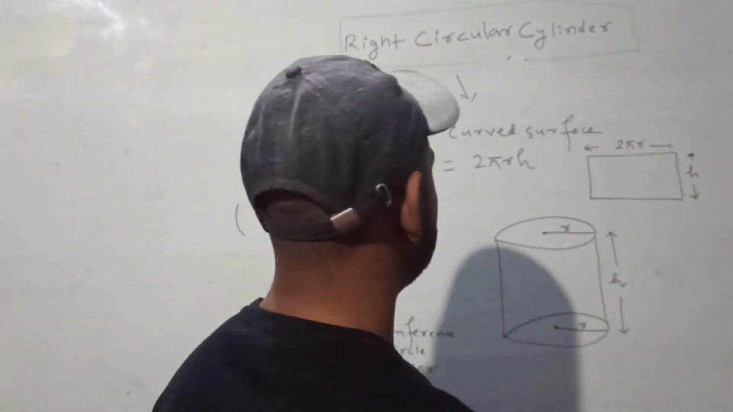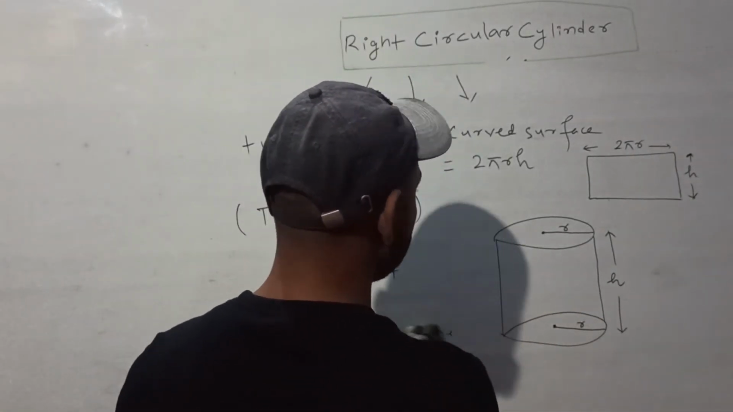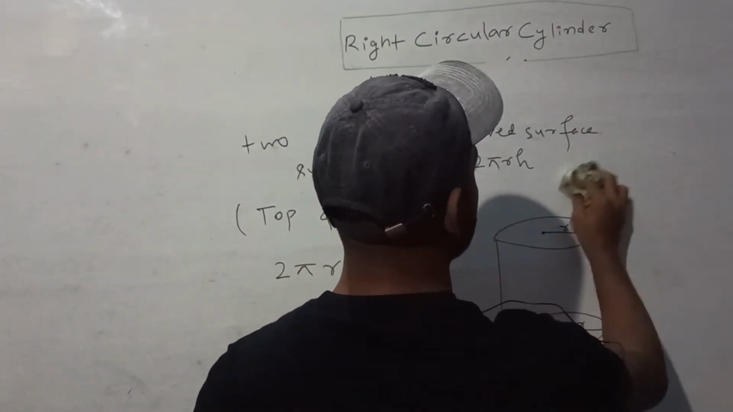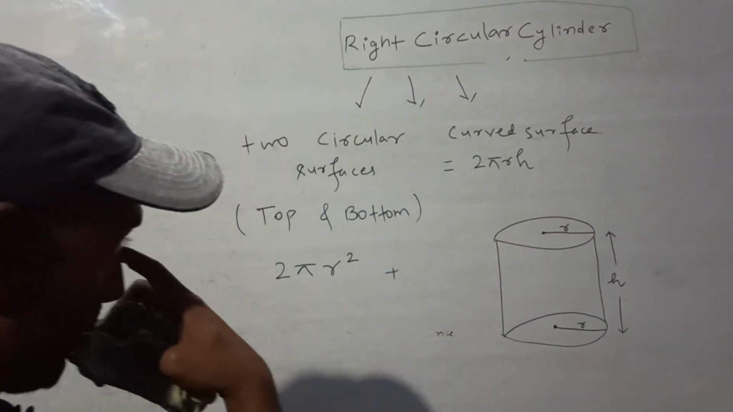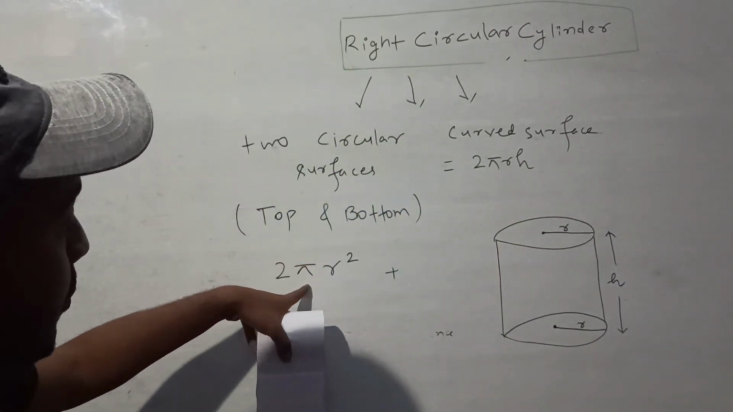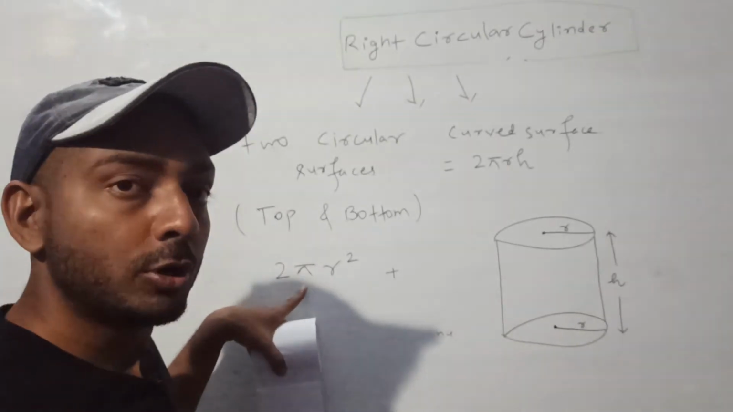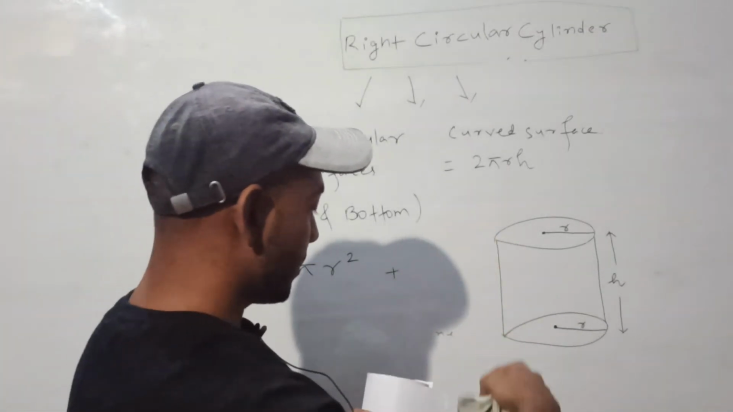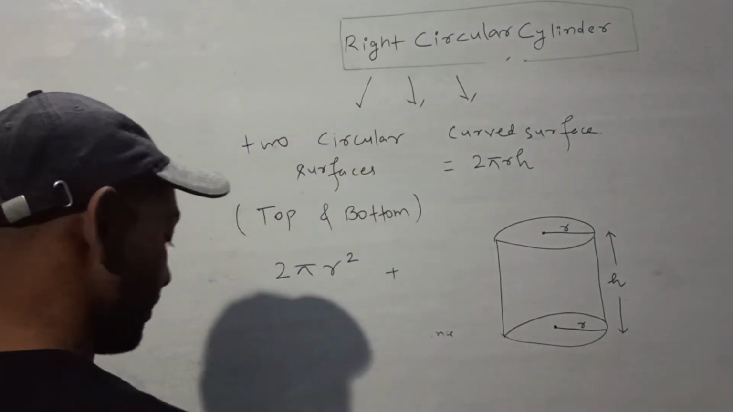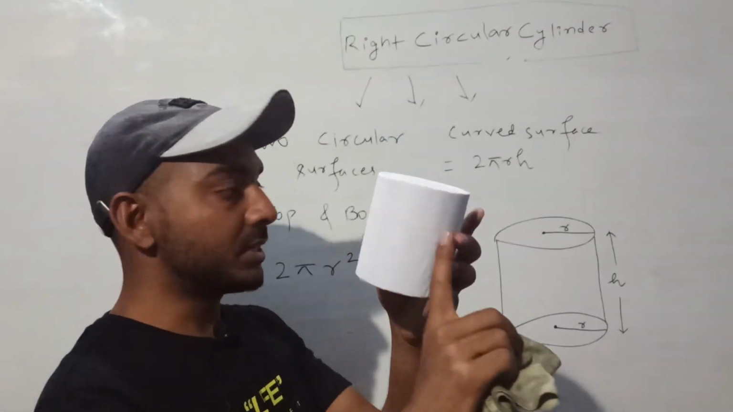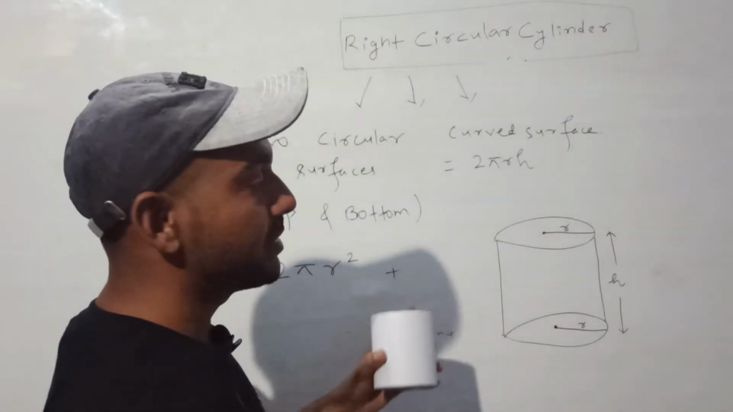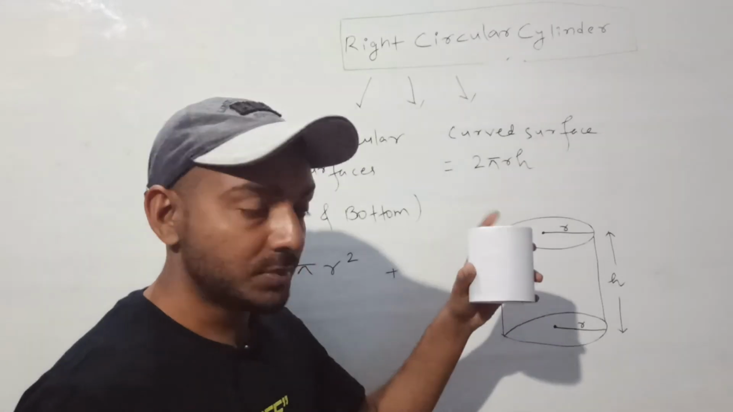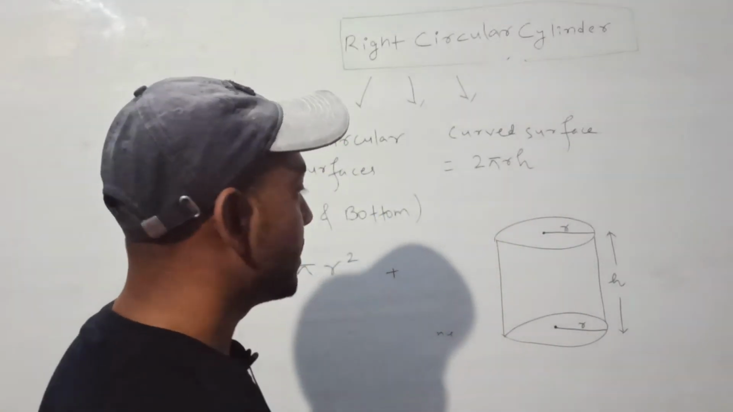So 2 pi r square is the area of the top and bottom of the cylinder. And what is the area of the curved surface of the cylinder? The area of this curved surface of the cylinder is 2 pi r h, where r is the radius of the circle and h is the height of the cylinder.